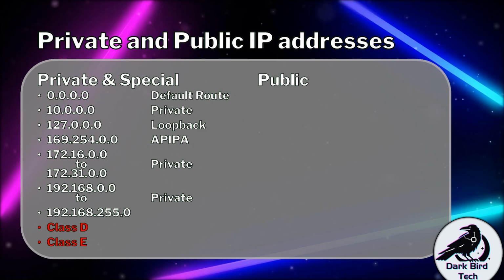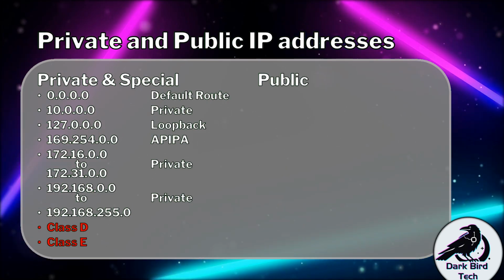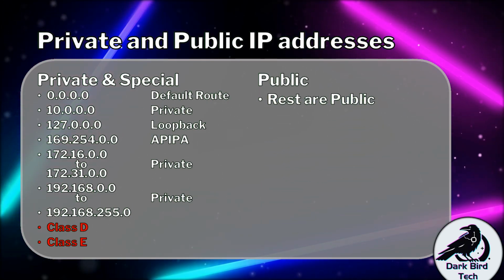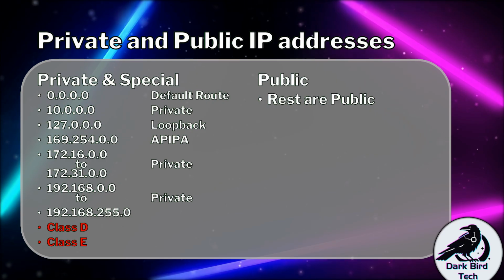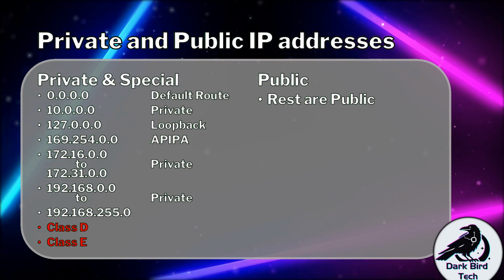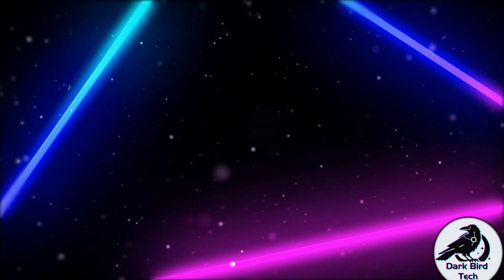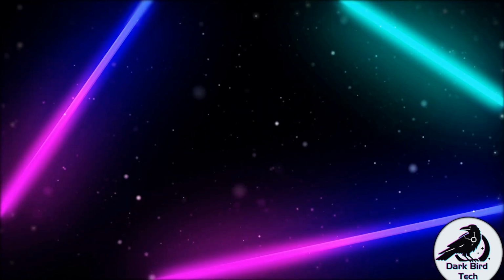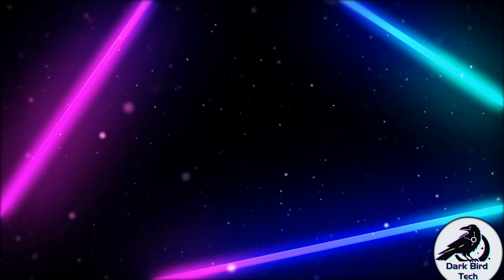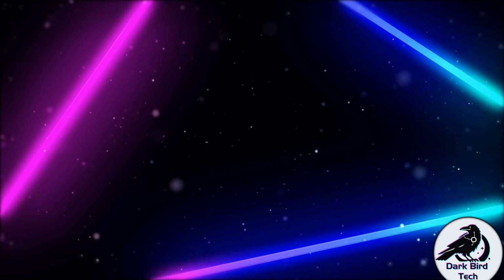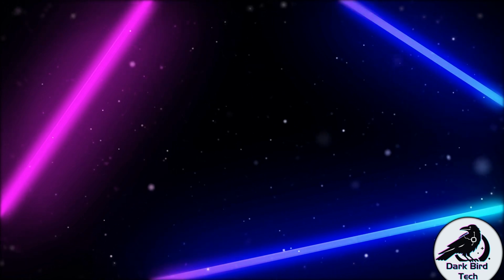Then we get Class D and Class E, which, as we mentioned earlier, were reserved. And, like I mentioned at the beginning of this list, the rest are public. So it's always easier to remember the private and special addresses, and then, if it looks like anything else, it is probably a public IPv4 address. Now, hopefully this serves as a good foundational introduction to IPv4. We will definitely be building on this further as we work through this course, and definitely in Network Plus.